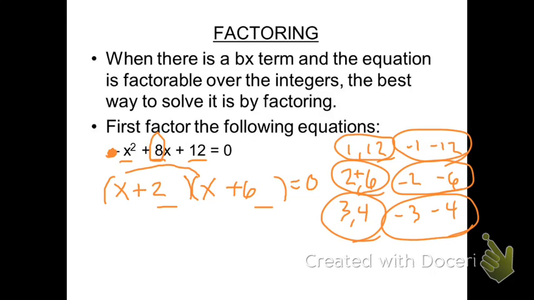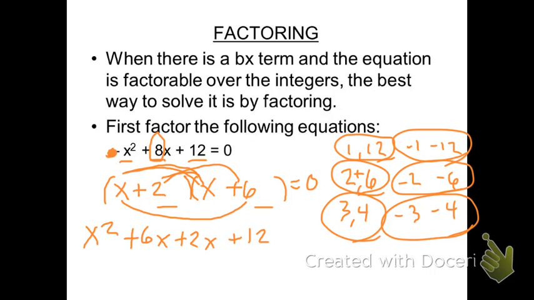Now, if you ever want to check, just multiply it back out. So again, x times x is x squared, and then x times 6 is plus 6x, and then 2 times x is plus 2x, and then 2 times 6 is plus 12, so equals 0. Combine like terms, and you'll see, oh, that's just what we started with: x squared plus 8x plus 12 equals 0. So, how does that help us solve a quadratic equation? Well, let's find out.